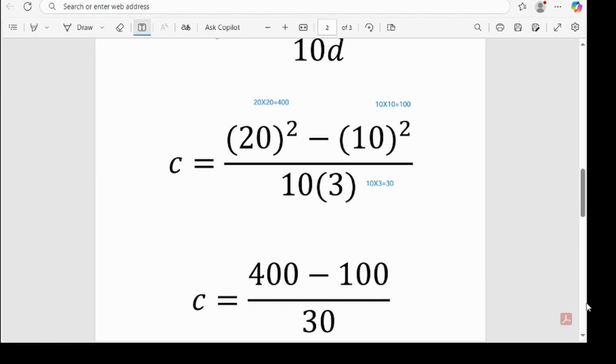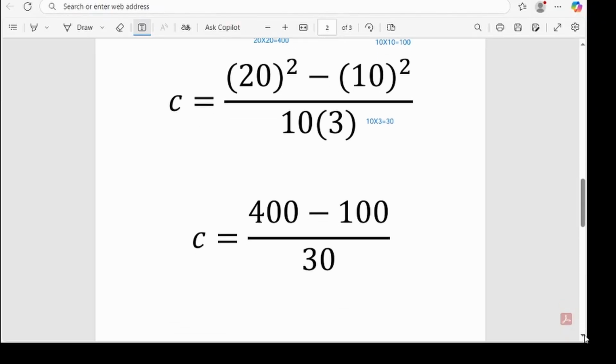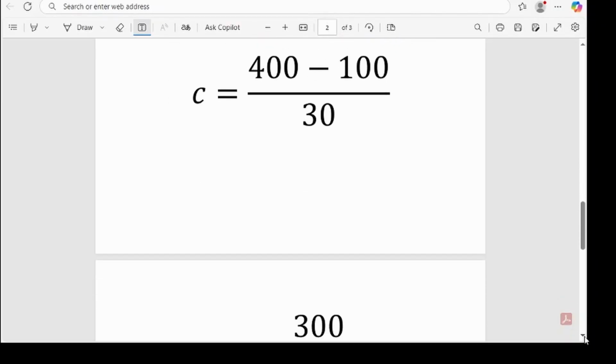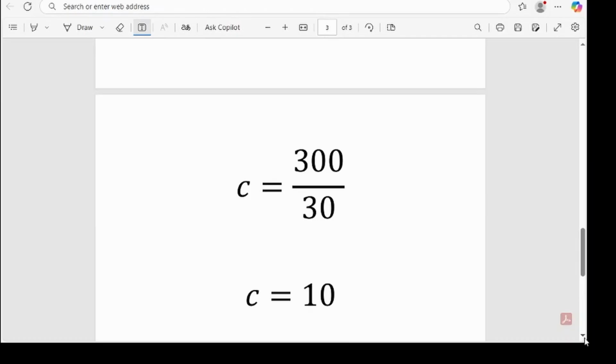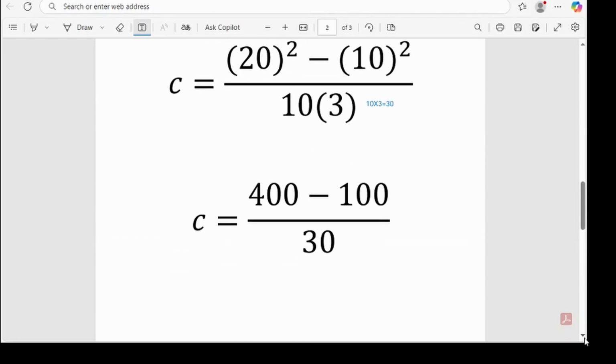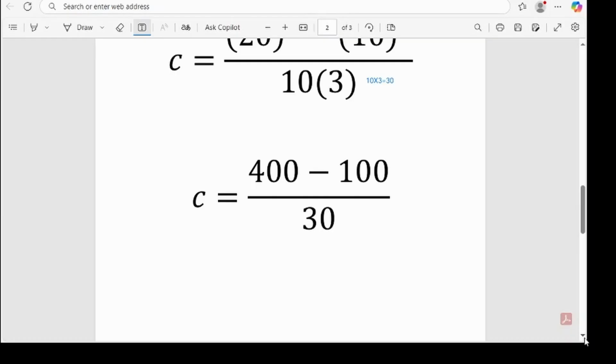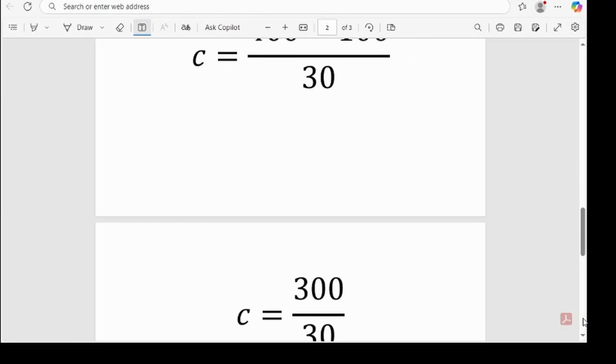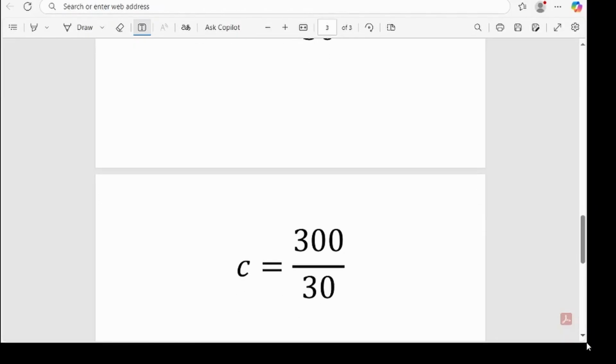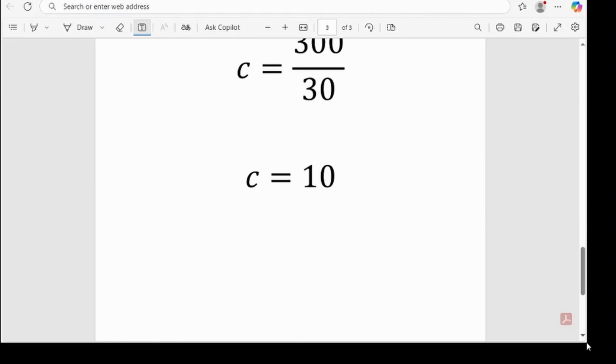So C is then giving us 400 minus 100 divided by 30. 400 minus 100 would give you 300. So C is equal to 400 minus 100 divided by 30, which is going to give you C as 300 divided by 30. Hence C equals 10.